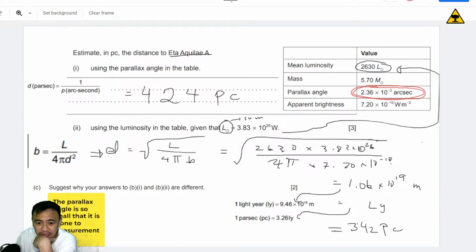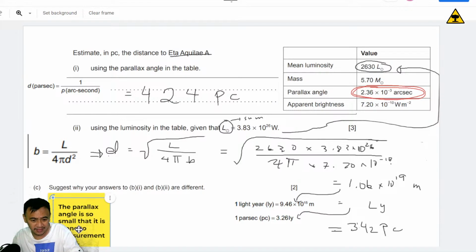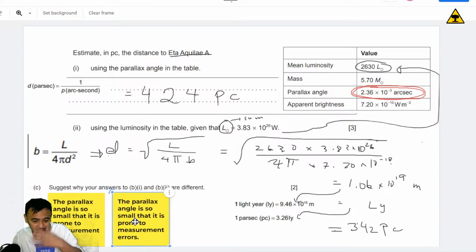Now another point here, the question was again are different, okay? But another thing here is that's the comment on that one. The other comment here is the apparent brightness. So you have to kind of go back to this as well. Right? Okay.